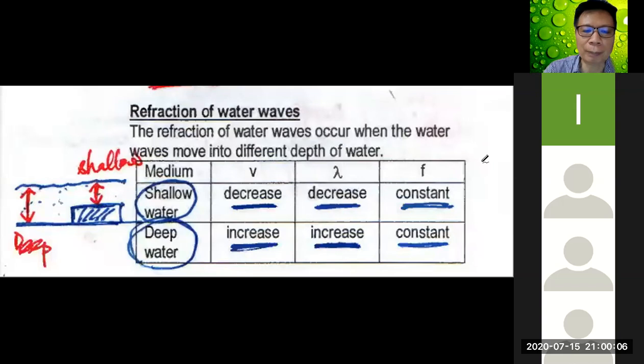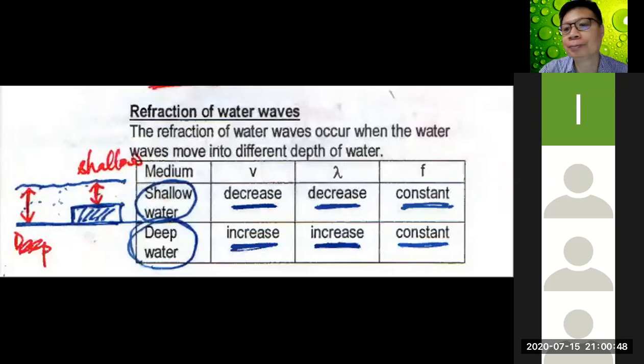Okay, one minute, memorize it, please. Okay, time's up. One minute, very fast.